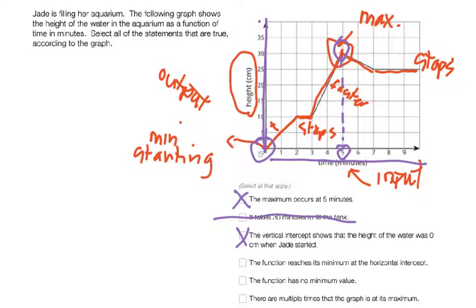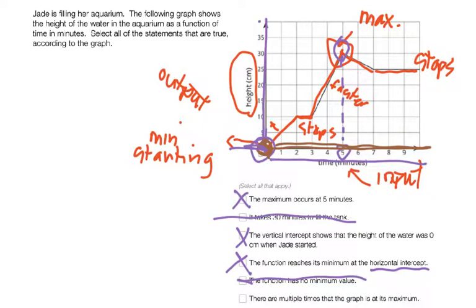All right. What else do we know? The function reaches its minimum at the horizontal intercept. So right here, this is the horizontal intercept. That is also the minimum point of the graph. Absolutely. The function has no minimum value. Nope, that's not true. The minimum value is in brown right there. So that is not true.